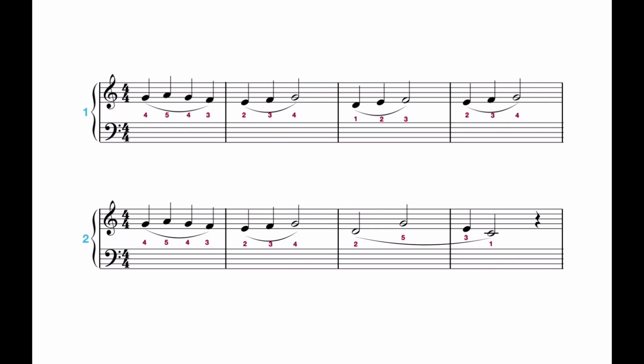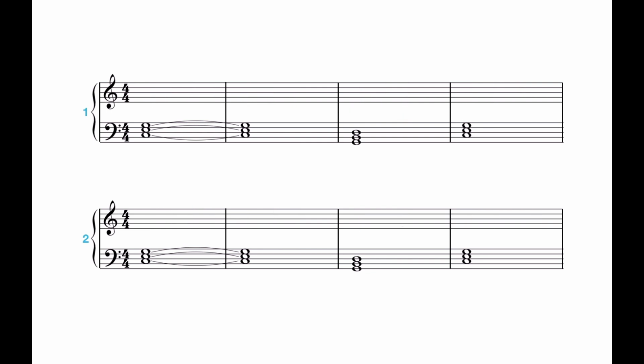Okay, so we're going to do the left hand now. Again, it can look busy with all the ties and slurs, but if I take the right hand away, you can see that actually this left hand is really very basic. I want you to pause the video and work out what these notes are and see if you recognise anything about them.